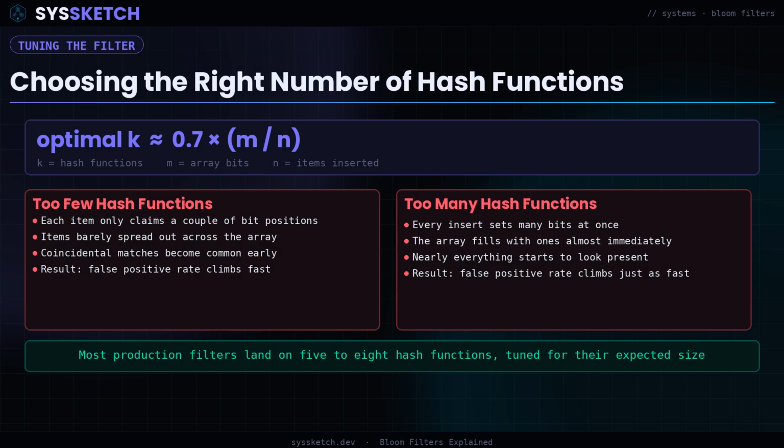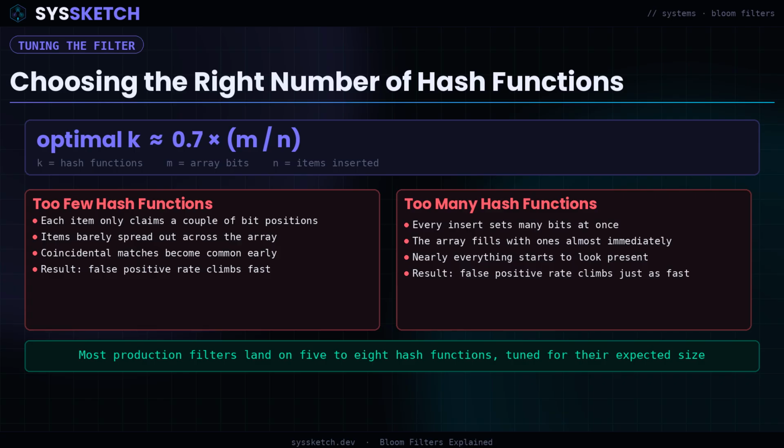can tolerate. The number of hash functions matters just as much as the array size, and there is a mathematical sweet spot. Use too few hash functions and each item only claims a handful of bits, so the filter fails to spread items out and false positives climb faster than they need to. Use too many hash functions and every insert sets so many bits that the array saturates with ones almost immediately, which also drives false positives up.